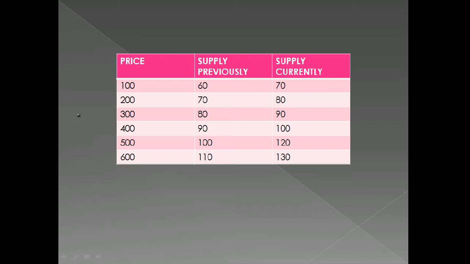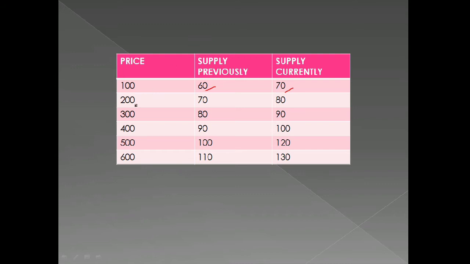Supply currently means it is a new supply, whereas supply previously is an old supply. Now when the price remains the same, look at the supply. From 60 the new supply has increased to 70. I'll give you an example of when the supply increases like this at the same price. So for example, when the weather condition is really great and the crops can grow well, previously I supplied 60 units for rupees 100. Now as the weather conditions are very great, I will be able to supply 10 more units, that is 70 units currently. So our supply is increasing at the same price.